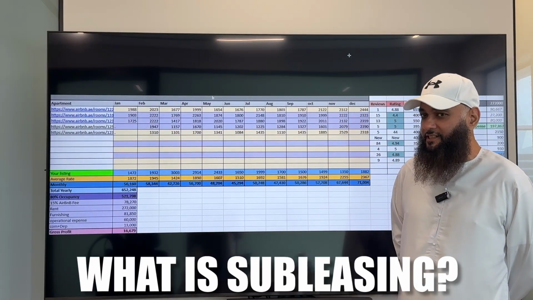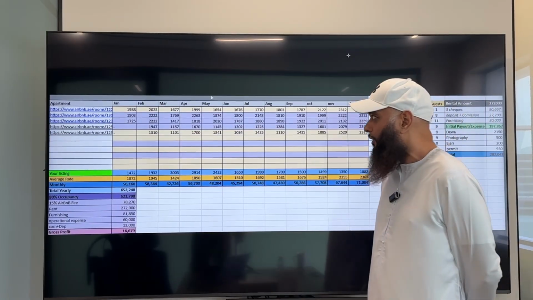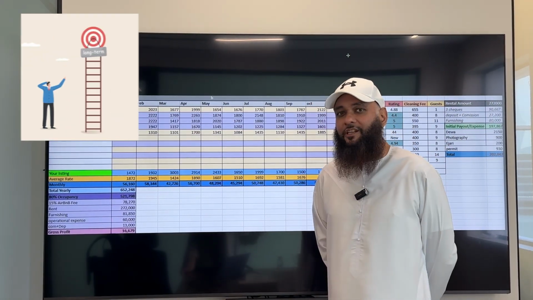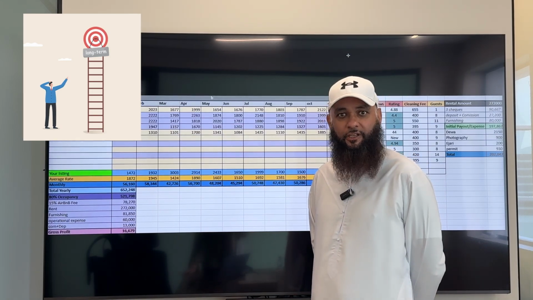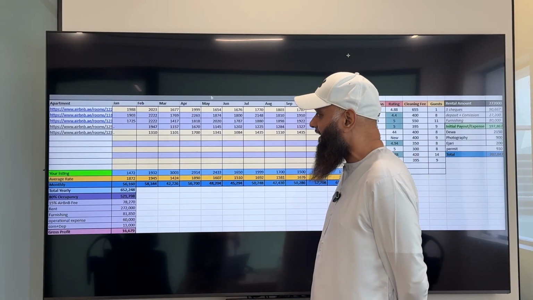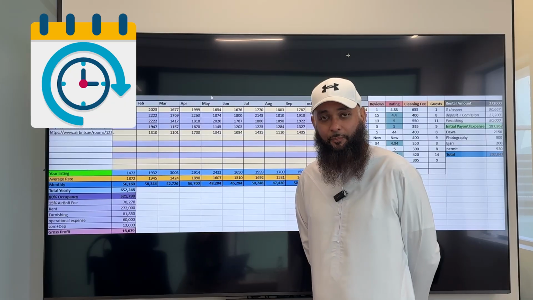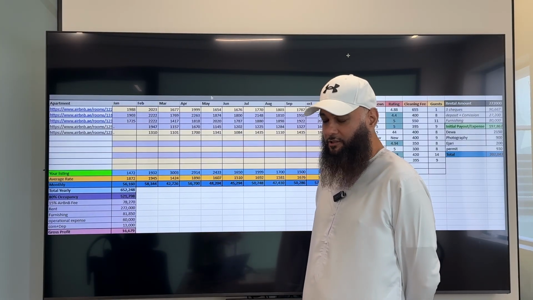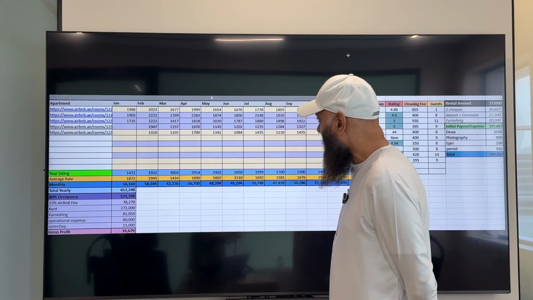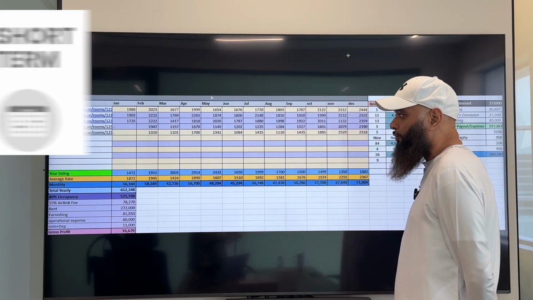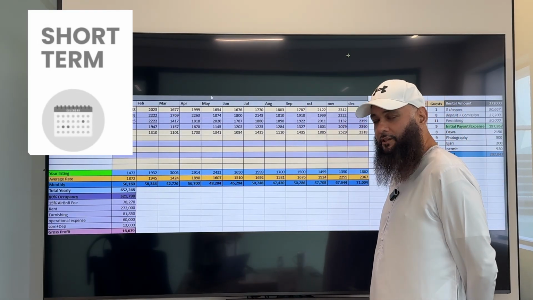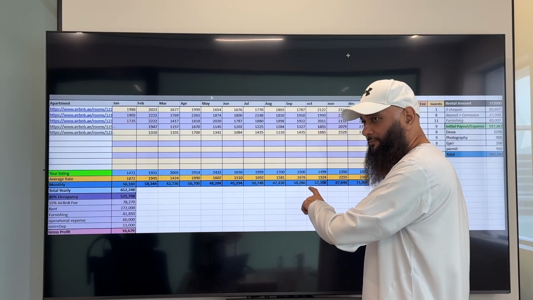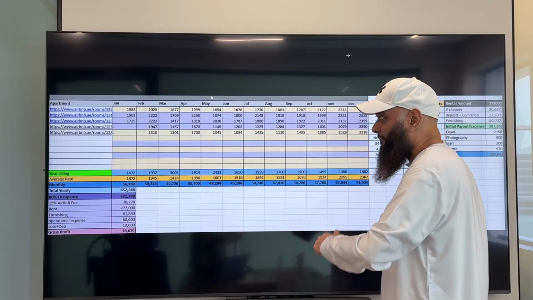So what is subleasing? Subleasing is the art of leasing a property on a long-term basis, so a year or 2 years or 3 years, and then subleasing it on a daily basis. So you're buying wholesale at a discounted price because you're leasing long-term, and then you're subleasing it on a short-term basis, and the profit is the arbitrage between the short-term and the long-term rate. That's how you make money in subleasing.